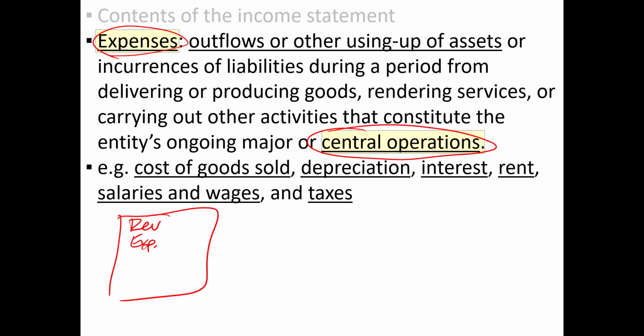And we want to have the core operations up here. There may be other types of incidental expenses that we want to put maybe down at the bottom. One thing for certain, whether or not a company has expenses that are core versus incidental to the business, they will always have a tax expense, and tax expense is usually towards the bottom.